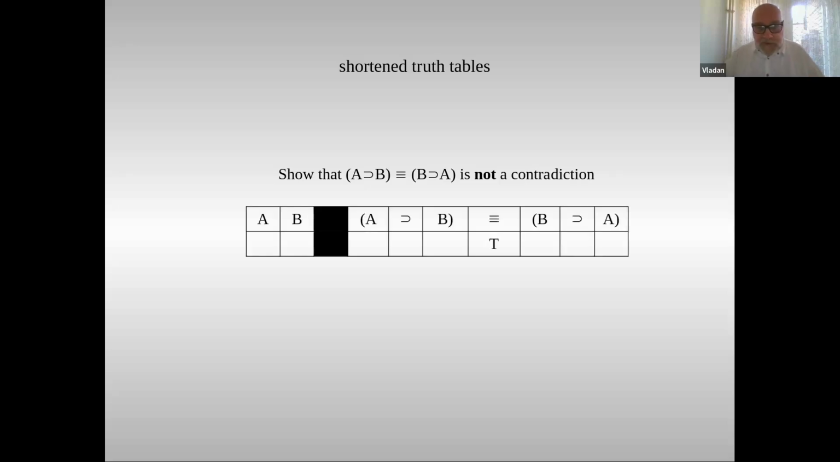Okay, why did I start this way? The question is whether this equivalence, or this biconditional, is not a contradiction. If I manage to find one truth value assignment that makes the formula true, then this is conclusive. I have the answer. A contradiction is false throughout. It's false for all truth value assignments. And if we manage to find one truth value assignment where it is true, then it is not a contradiction.